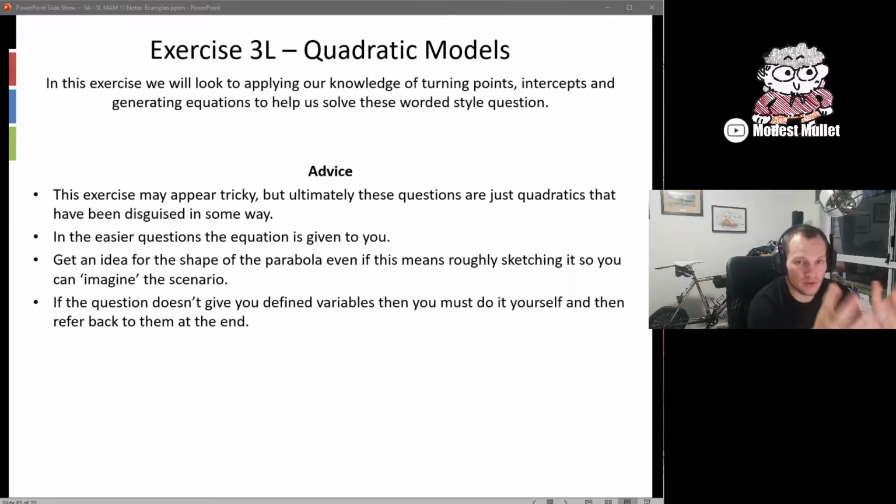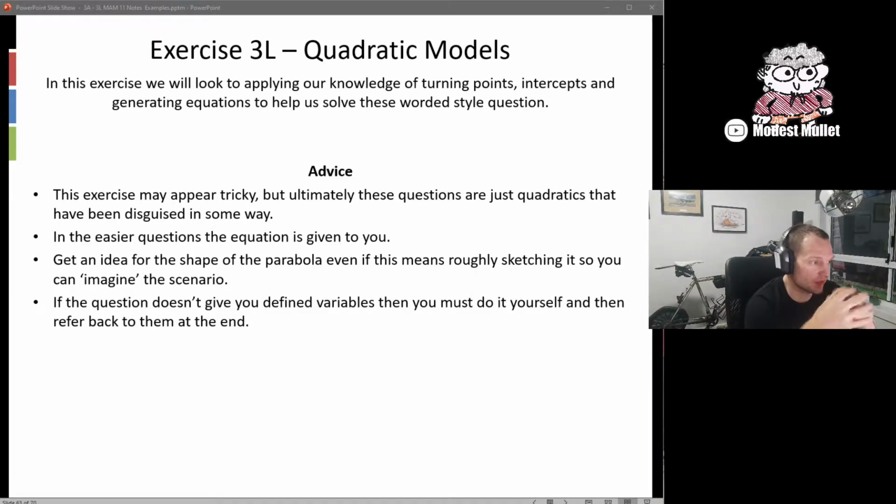But ultimately, all the questions that you'll come across in this exercise deal with quadratics that may or may not be disguised in some way. Sometimes they'll give you the quadratic straight up front, especially if it's a tech active question. Other times you need to apply knowledge of other topics and areas. So this is the idea of interrelated topics in mathematics, not just isolated standalone islands. You need to use maybe information from measurement or geometry or trigonometry. Somehow we end up building a quadratic equation.